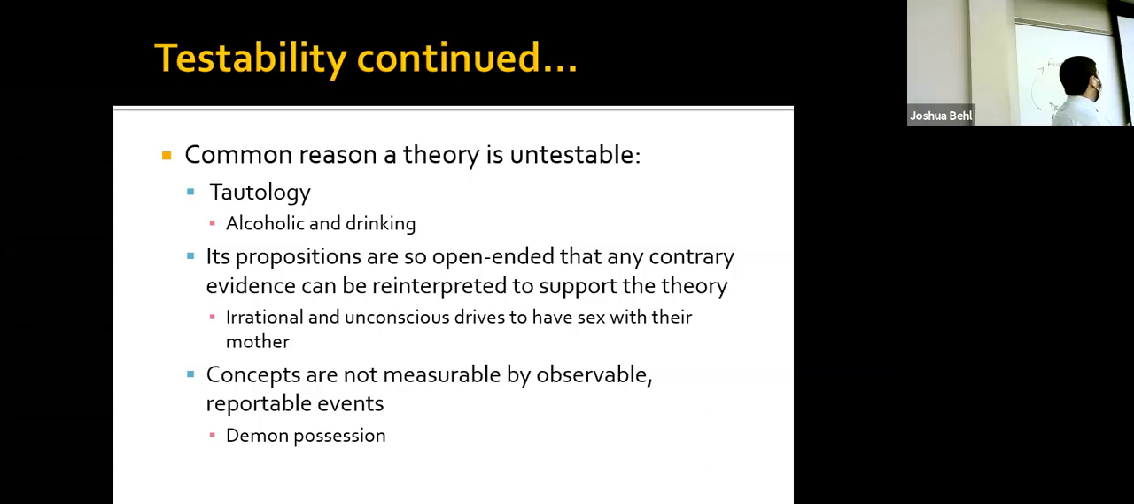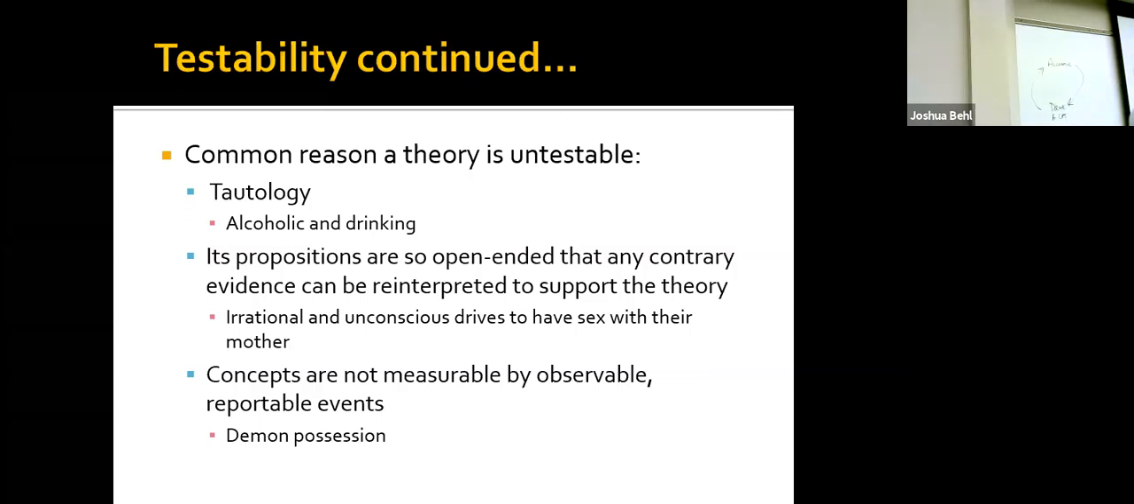Also, the concepts might not be measurable by observable repeated events. For example, demon possession. How do you know that this person is possessed? Oh, I am very spiritual. If only you were as spiritual as me, you would know they are possessed by a demon, right? So these are all common reasons why a theory can be untestable. And if it's untestable, it has no scientific value.